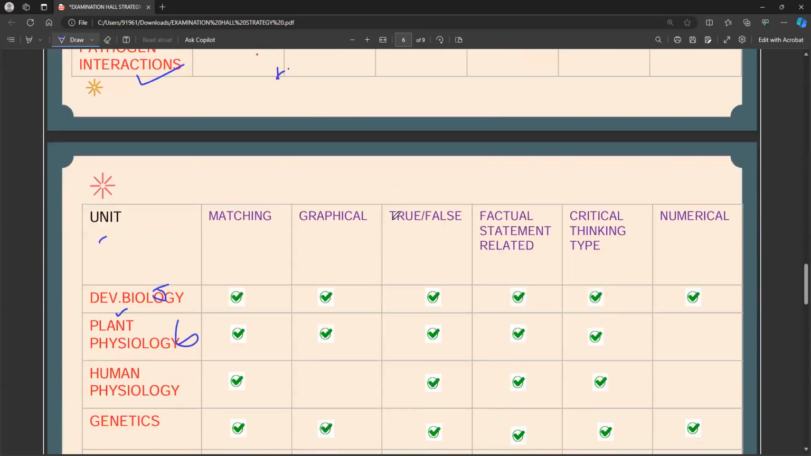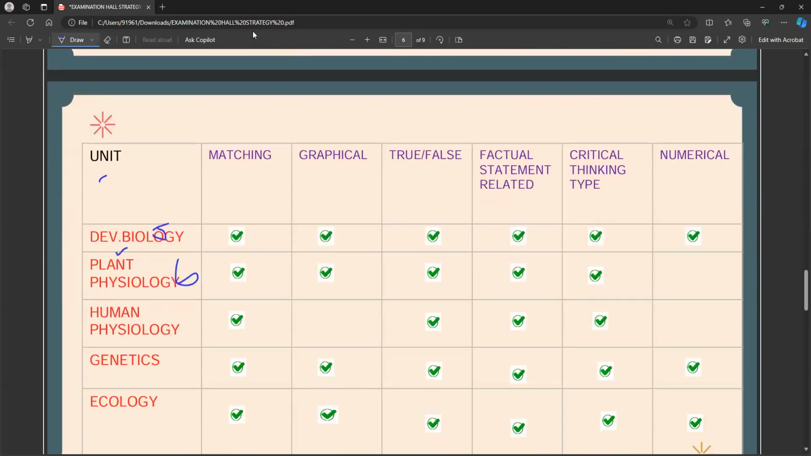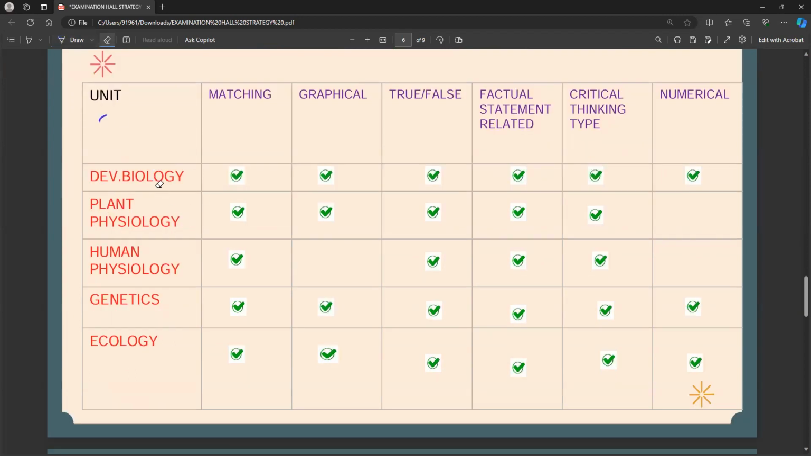Then Unit 5. Some botany people, microbiology people, pure biotechnology people, pure biochemistry people, they will leave developmental biology. Whether you believe it or not, whether you are a botany student or a zoology student, you have to read developmental biology.